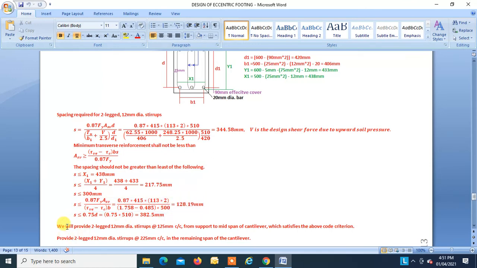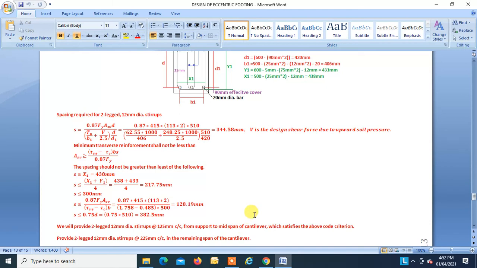So we have to provide spacing less than this, right? So we will provide two leg 12 mm dia stirrups about 125 mm, which is less than this, center to center, from support to the midspan of the cantilever, which satisfies the above code criteria. Now as we move towards the free end of the cantilever beam, the twisting moment will decrease, and so the shear force will also decrease. So we can increase the spacing of stirrups, right? So in that case, we will provide two leg 12 mm dia stirrups about 250 mm center to center in the remaining span of the cantilever.